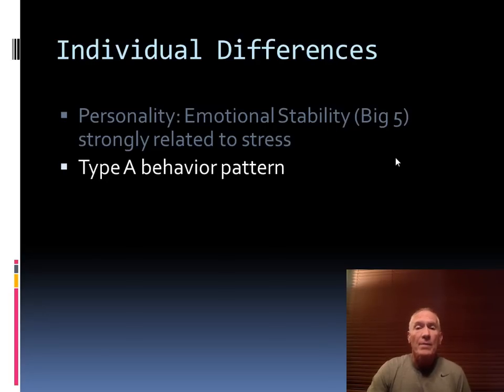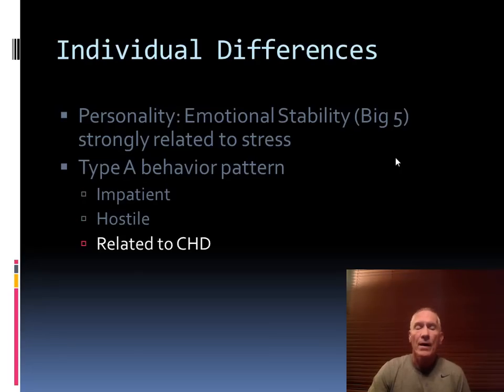We know that type A behavior pattern is also sometimes problematic. That type A behavior individuals are often impatient, often hostile, and that's been related to coronary heart disease. Of course, we know that the policing profession tends to attract type A behavior patterns.